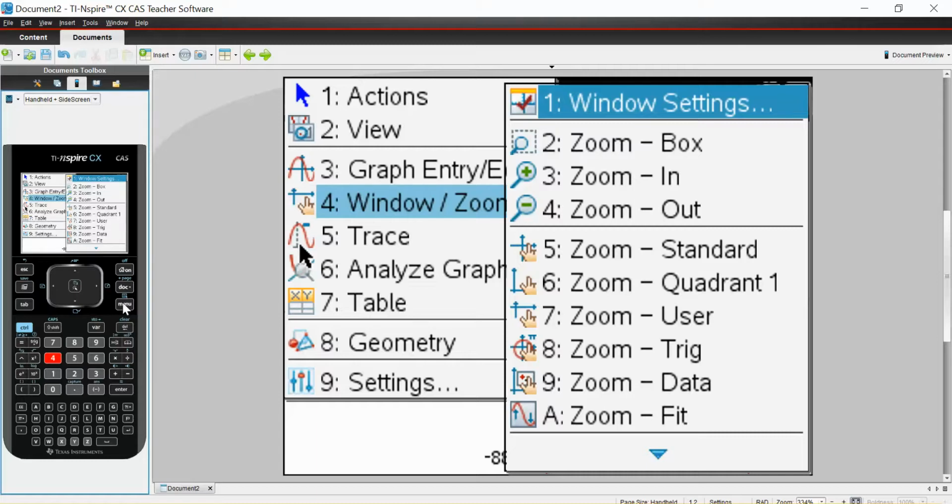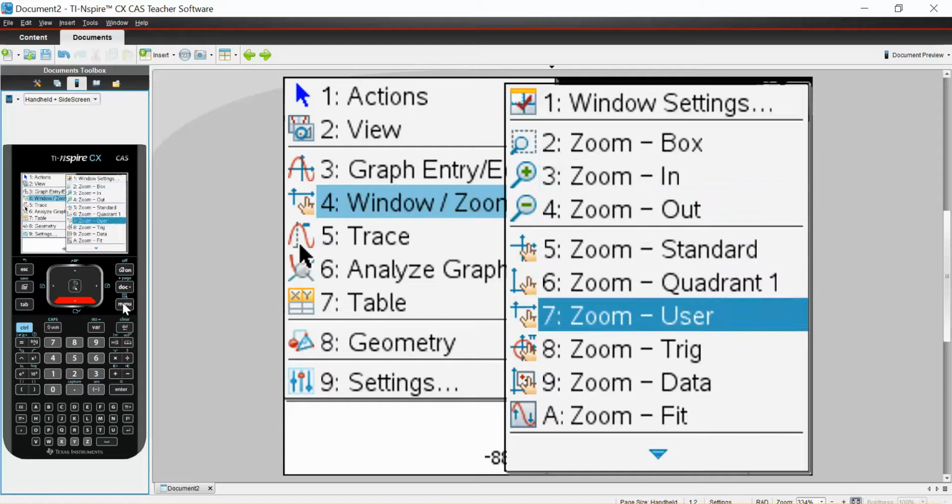Zoom Fit is my go-to every time. If the graph is too big, I try Zoom Fit just to see if it can fit the graph. Sometimes it does it perfectly, sometimes it doesn't. If it doesn't, that's when I go back to window settings. So I want you to try Zoom Fit, see if it fits the graph or not. I go to Zoom Fit.